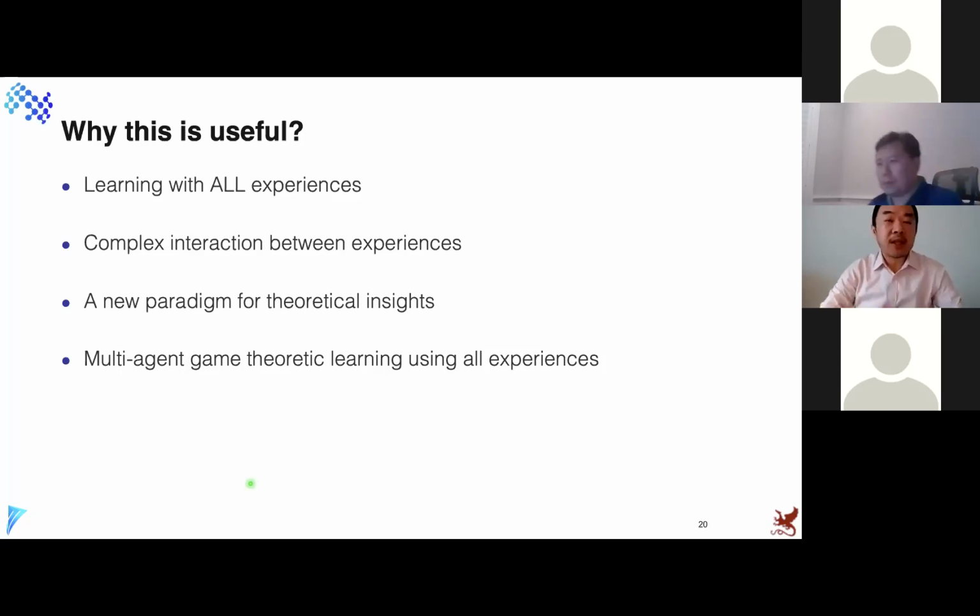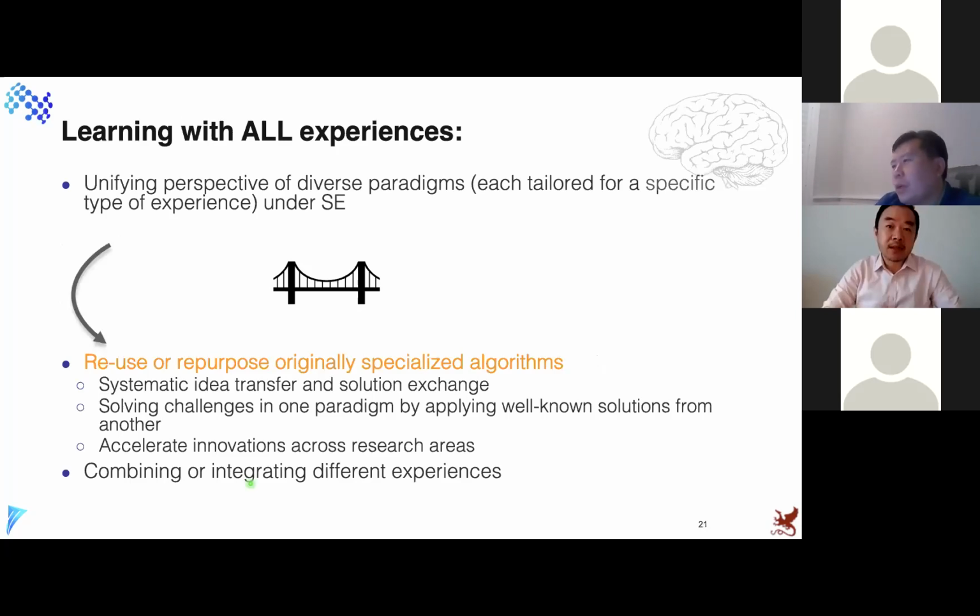So learning with all experience, as I said, is a very intrinsic need in complex tasks, where human beings have our brain equipped with a mechanism to really integrate from all experiences. And here, I give two instances of different styles of multi-experience learning. The first one is to reuse and repurpose originally specialized algorithms. As we know, in machine learning, one of the reasons we see so many thousands of new papers published every year is because people are pushing very hard to develop highly specialized algorithms for every specific model and very specific problems. But there has been less effort to ask whether the algorithm can generalize to different application scenarios. And here, I argue that with the standard equation, this can be very easy.